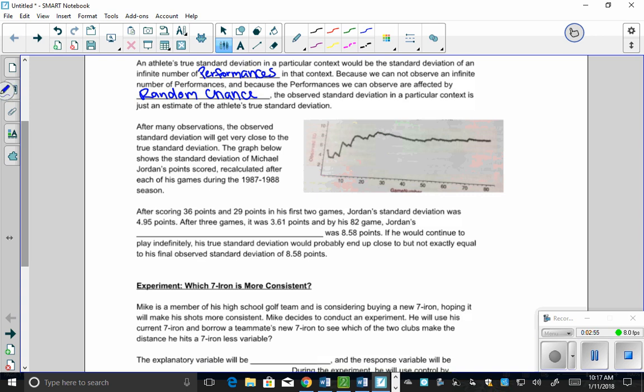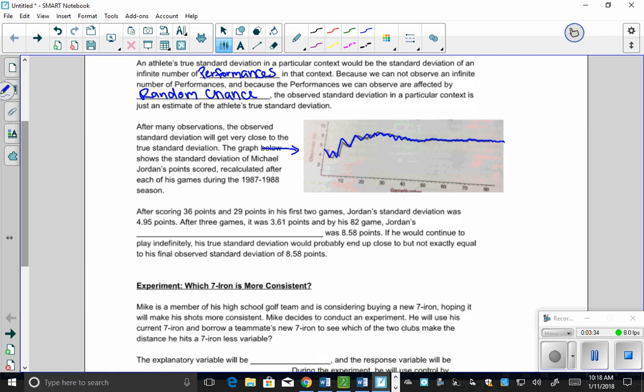The graph below, so this graph shows the standard deviation of Michael Jordan's points scored that is recalculated after each game of his during his 1987 and 1988 season. So if you look, most of the time standard deviation is going to start off with these big jumps, and then as more trials you add, they kind of start to flatline. Well, this flat line is getting closer and closer and closer to the true standard deviation.